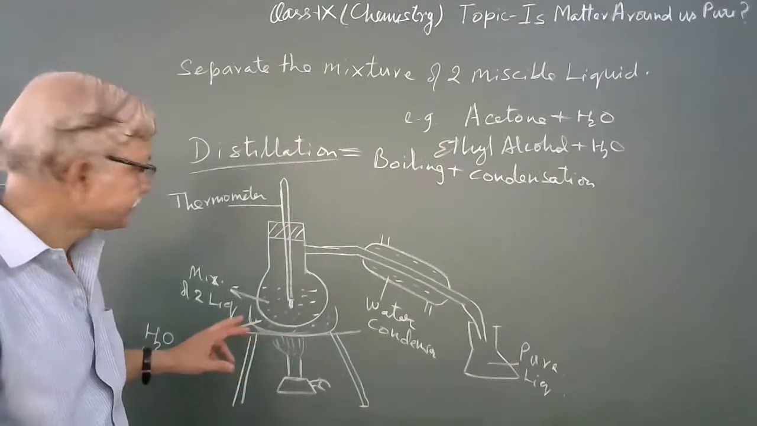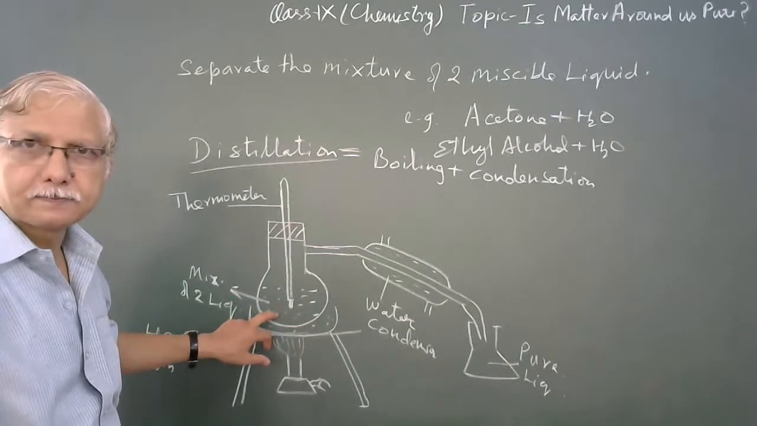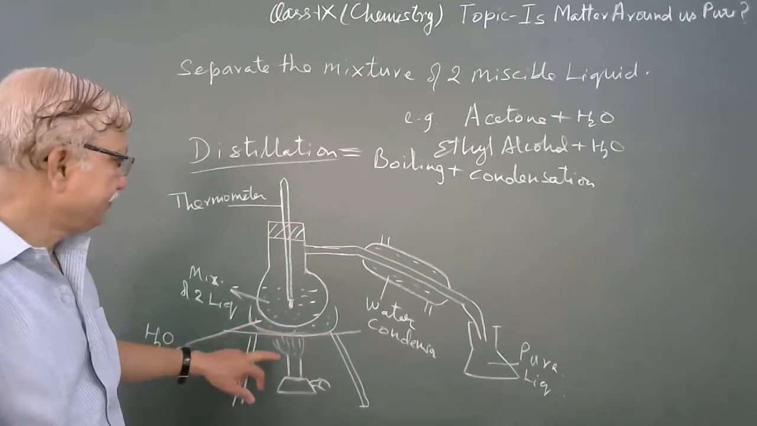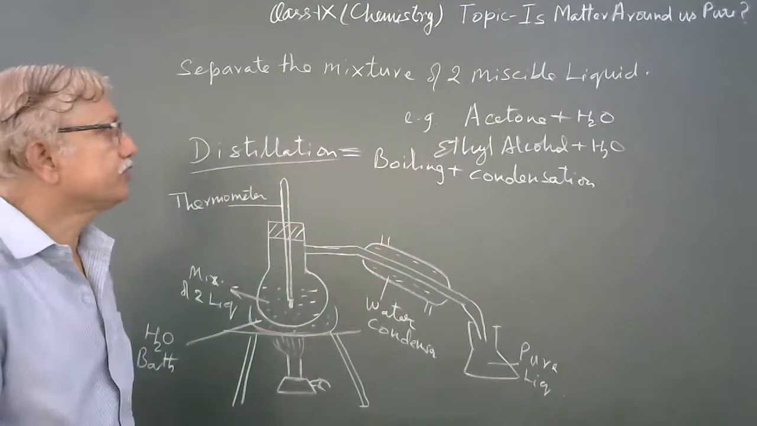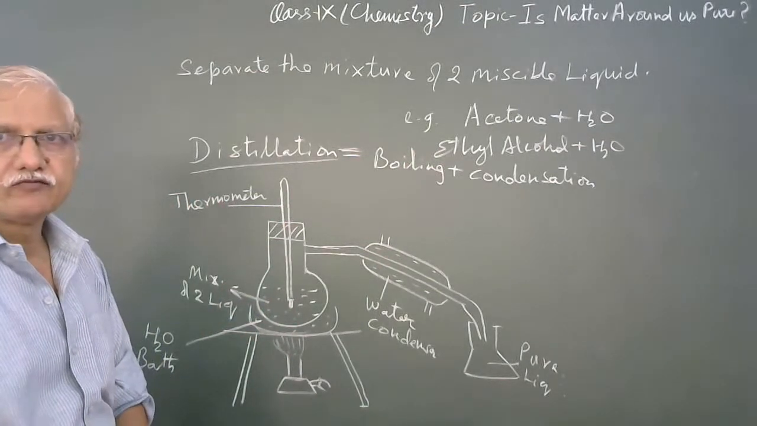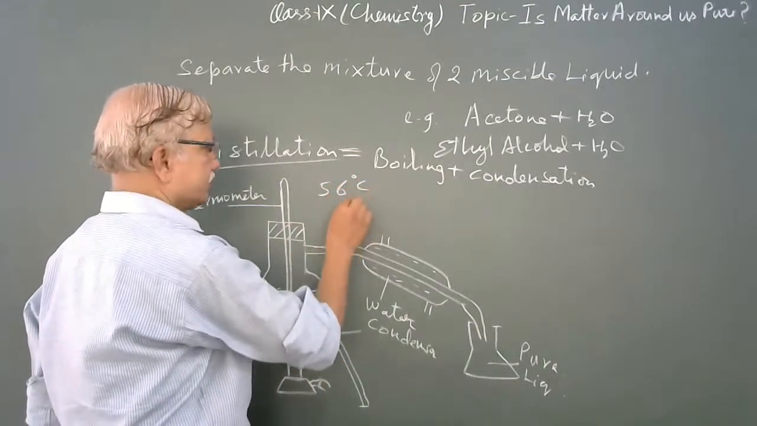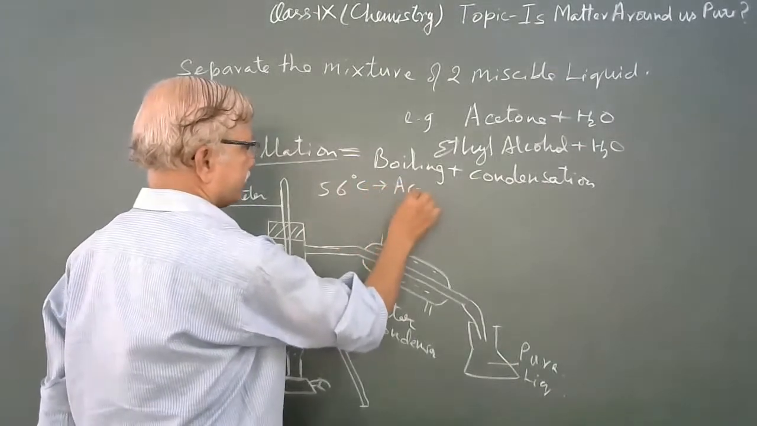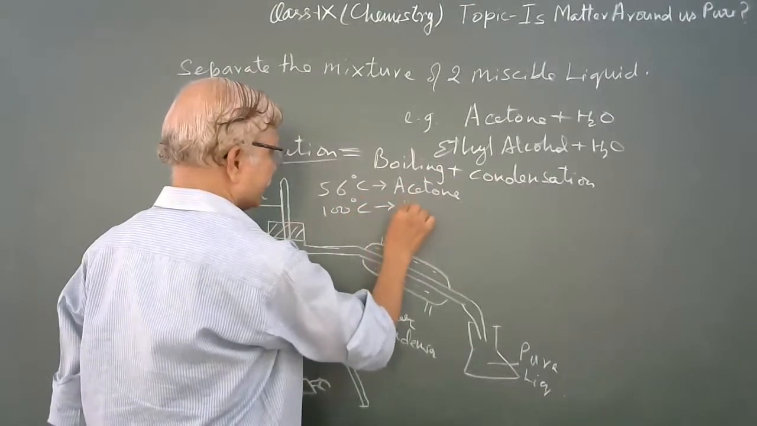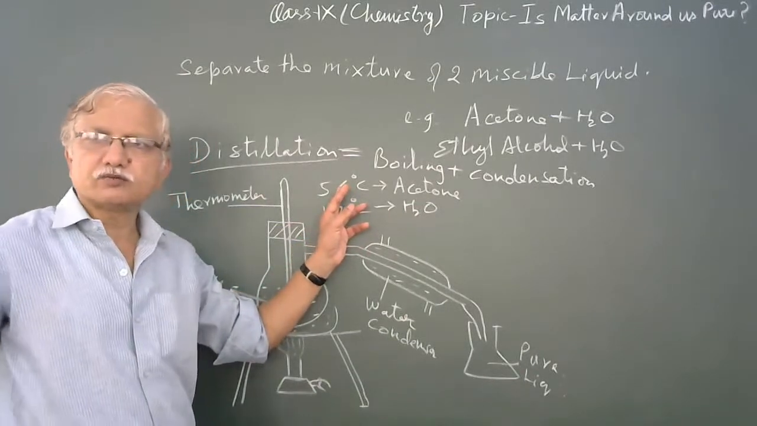How do we do it? First we take the liquid mixture of two miscible liquids in this flask, correct? And we heat it. Suppose we take acetone and water. Do you know what is the boiling point of acetone? Can anyone tell? 56 degrees Celsius. The boiling point of acetone is 56 degrees Celsius. And the boiling point of water is 100 degrees Celsius. Correct?